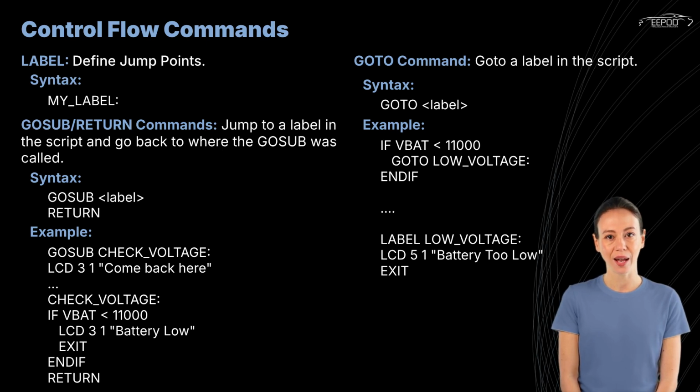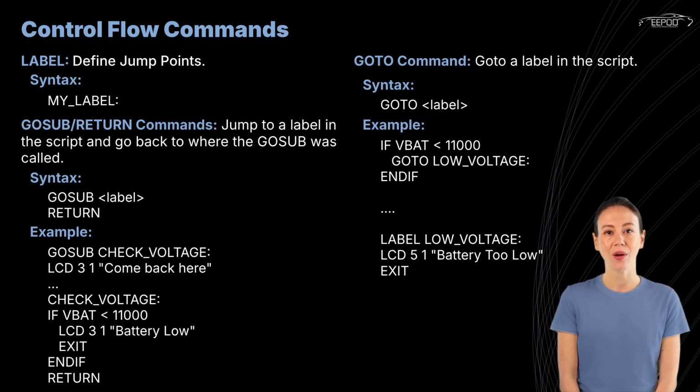Next is the goto command. The goto command jumps directly to a label and continues execution from there. Check out the example. If the VBAT is less than 11 volts, it will go to the low voltage label, wherever it is defined, and perform tasks, whatever is defined in that label. In this case, it will display battery too low on the LCD screen.